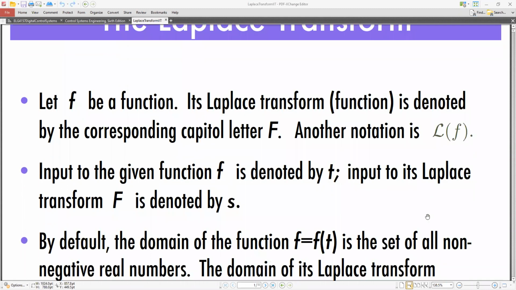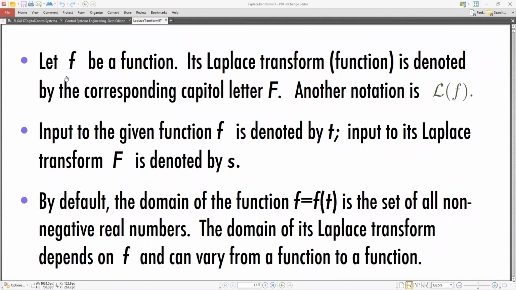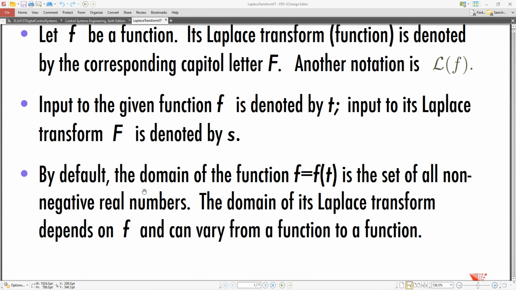Okay, so the Laplace transform. Let f be a function. If f is a function, then its Laplace transform is denoted by the corresponding capital letter F. Another notation is like this; you can write the Laplace transform this way. Input to the given function f is denoted by t. Input to its Laplace transform F is denoted by s. By default, the domain of the function is the set of all non-negative real numbers. The domain of its Laplace transform depends on f and can vary from function to function.